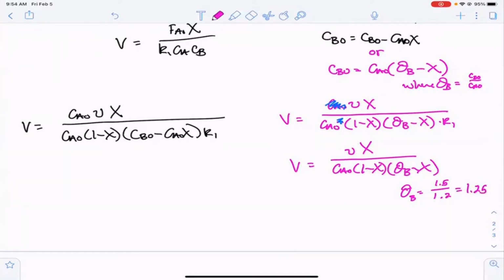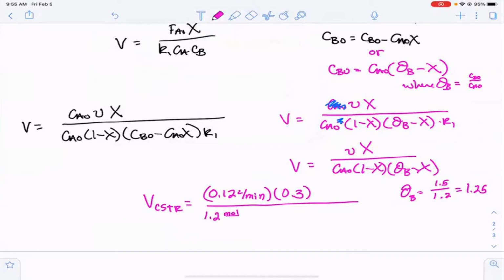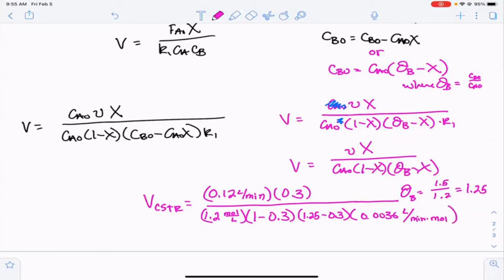So if I go about solving this, I get that the volume of our CSTR is then equal to our volumetric flow rate, which was of course 0.12 liters per minute from the problem, the conversion, which was 0.3 leaving the reactor, times the inlet concentration, which is 1.2 moles per liter, times 1 minus 0.3 times 1.25 minus 0.3, then times our rate constant, which was 0.0036 liters per minute times moles.